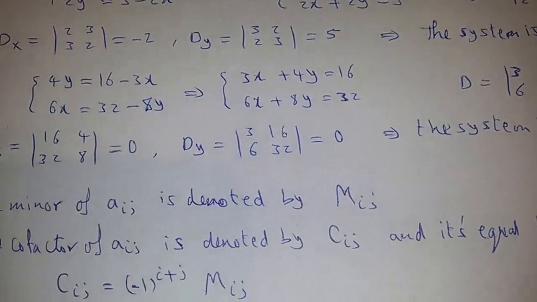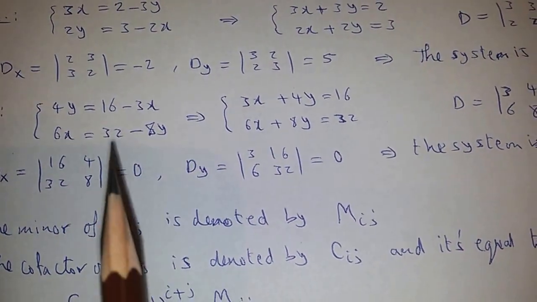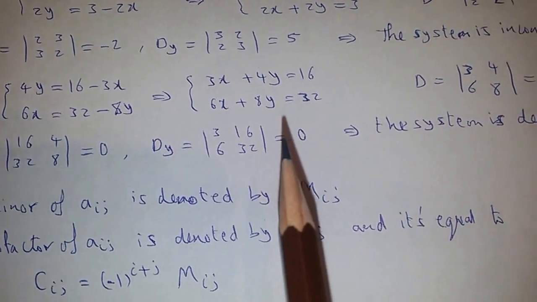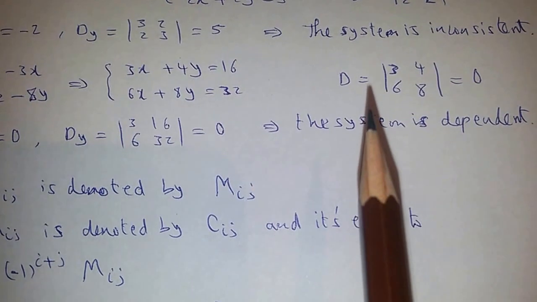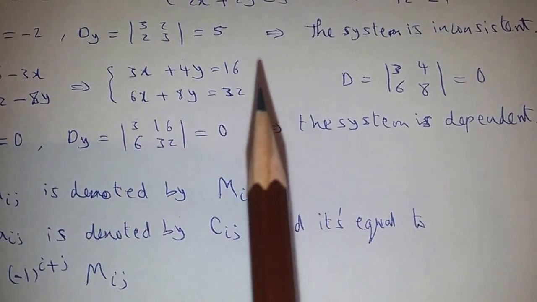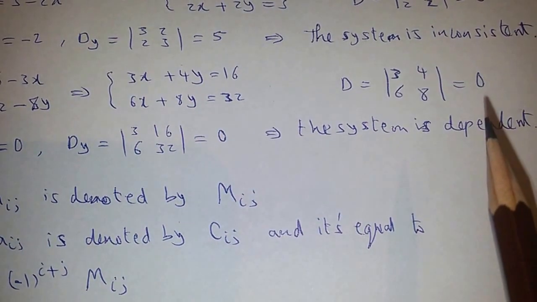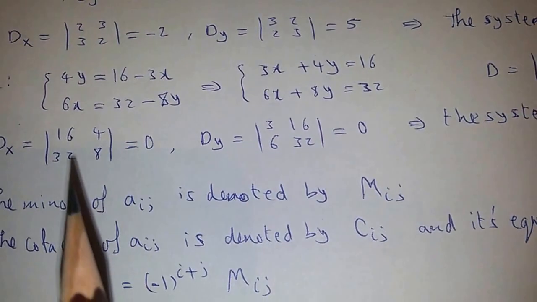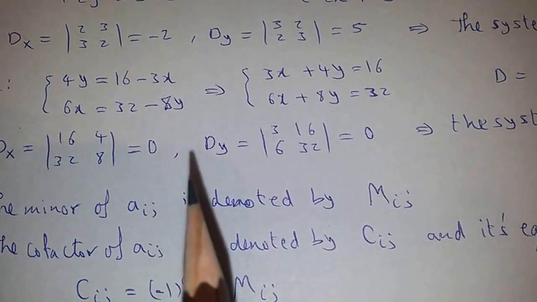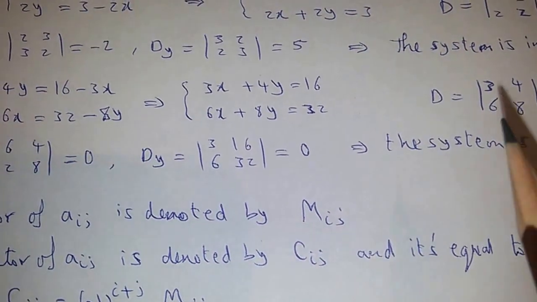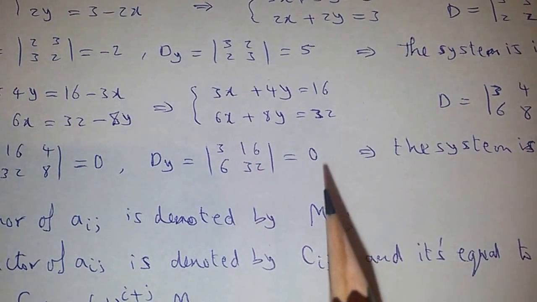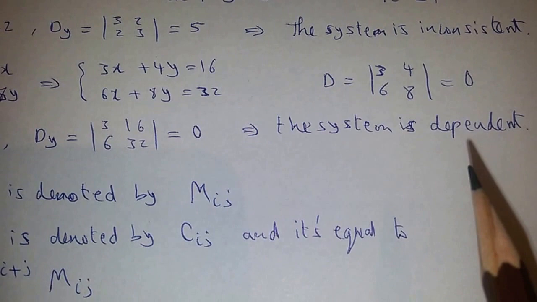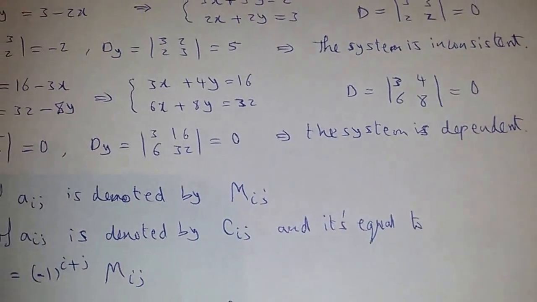While in this second example, also again write it in standard form, x, y, constant term. Now D would be coefficients of x, coefficients of y, 0. Now Dx, replace the first column by 16, 32, it is 0. Dy, replace the second column by 16, 32, it is again 0. All of them are zeros, so the system is dependent, and there are infinitely many solutions of this system.